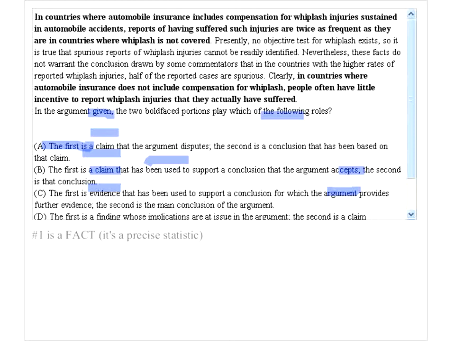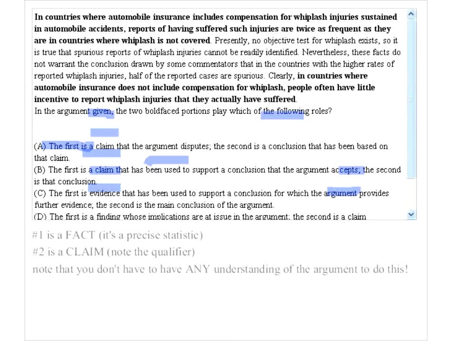Note the qualifier. Note that you don't have to have any understanding of the argument to do this. You don't have to understand a thing about the way it works. Well, let's take a look. Number 1 is a fact. Claim, wrong. Claim, wrong. Evidence is fact, so that's fine. Findings are fact, so that's fine. So based on this rather humble observation, we've already eliminated 2 choices. A is gone, and B is gone.